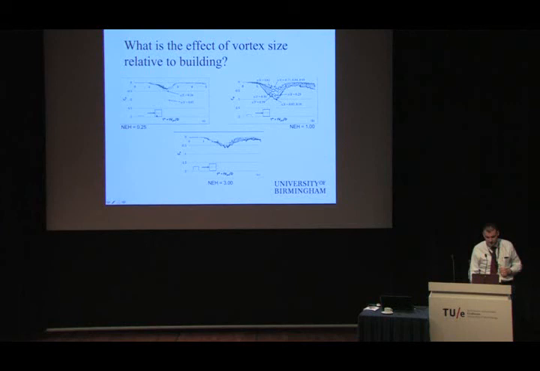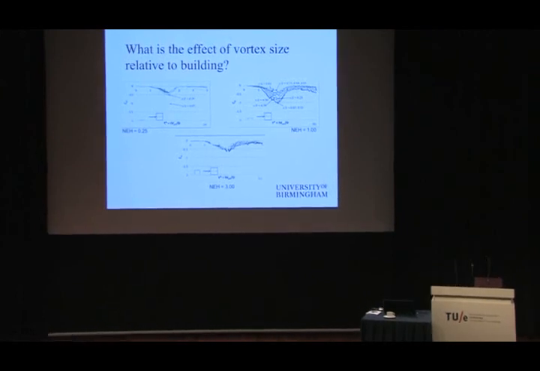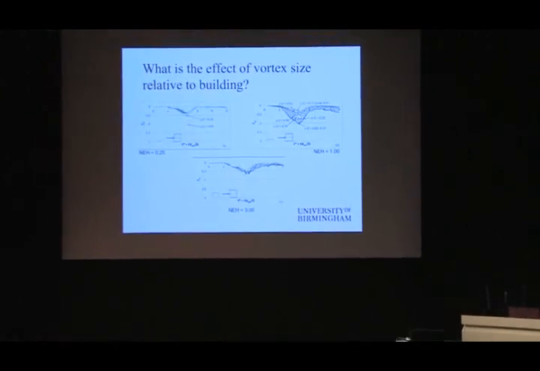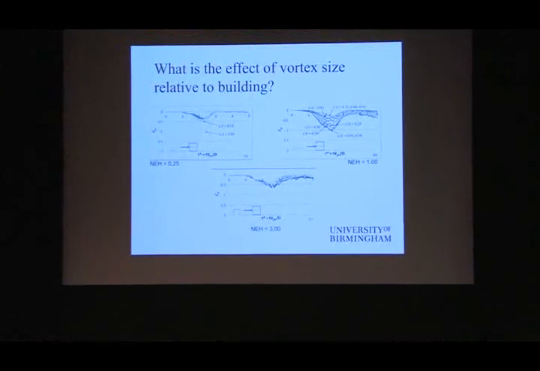And the lines represent the pressure distributions from different taps. And as you can see, as we increase the building height from there to there to there, we have different pressure distributions, we have different behaviors. All we're doing is changing the height of the building relative to the vortex.